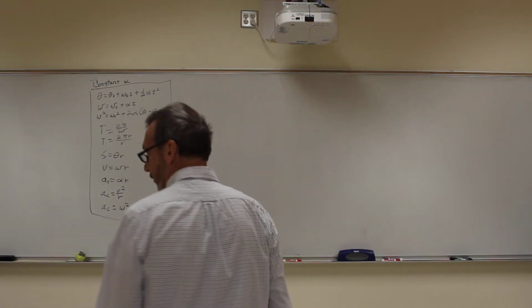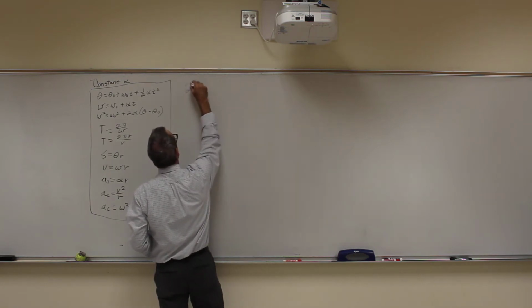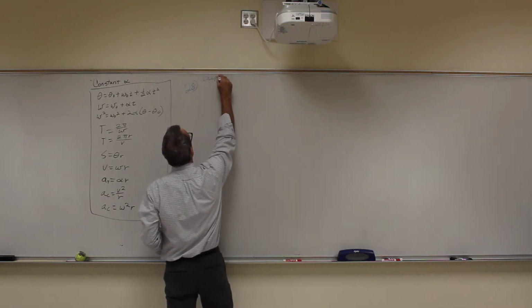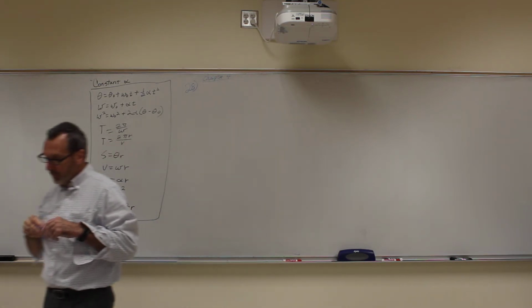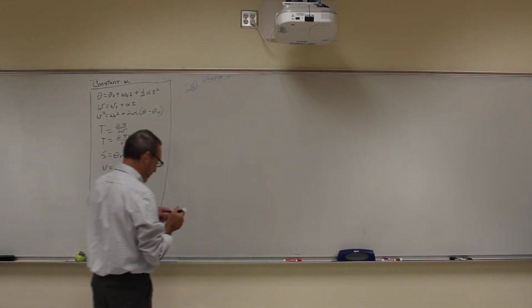Okay, I'm going to do another example. I'm going to do number 28 on chapter 4. And this one says, as the Earth rotates, what is the speed of a physics student in Miami, Florida at latitude 26 degrees, and a physics student in Fairbanks, Alaska at a latitude of 65 degrees? Ignore the revolution of the Earth around the Sun. The radius of the Earth is 6,400 kilometers.